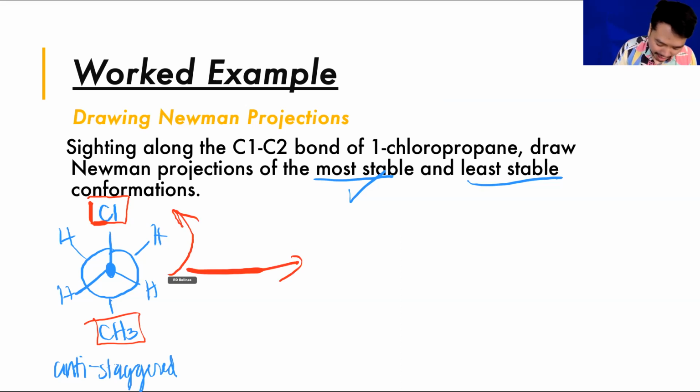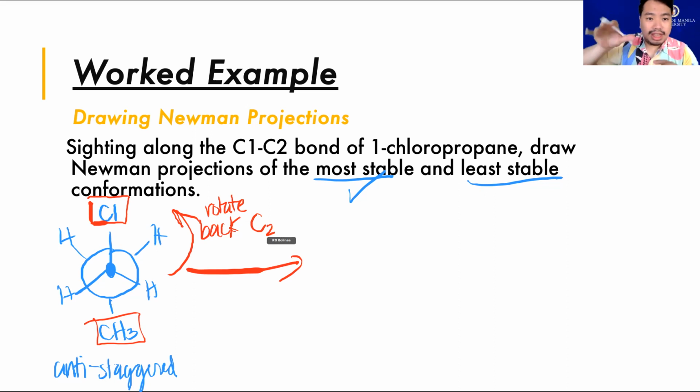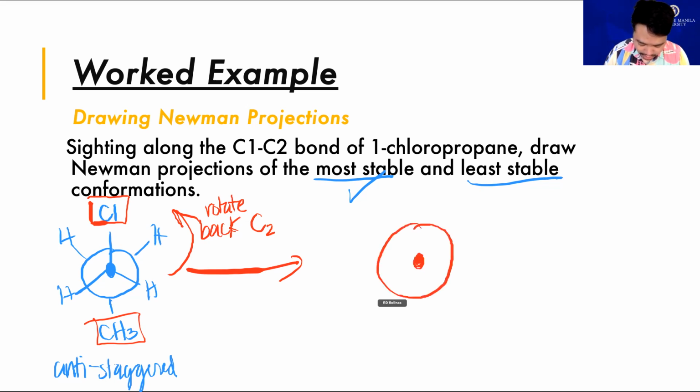Maybe let's rotate the back carbon, carbon 2. Can you all rotate it enough to create the least stable conformation and then draw it here? I want you to do it. So this is carbon 1, carbon 2. What would be the least stable?